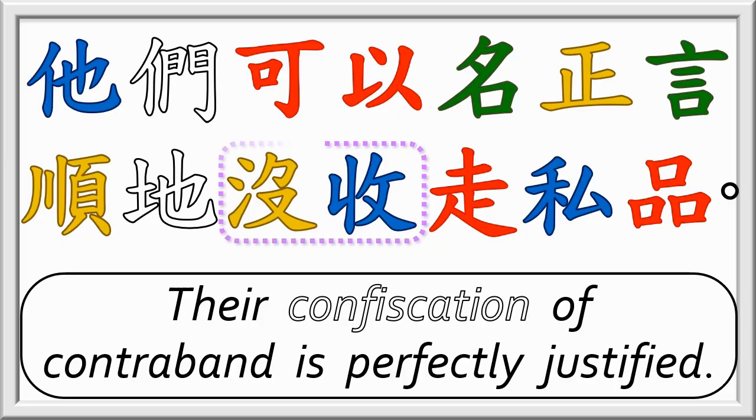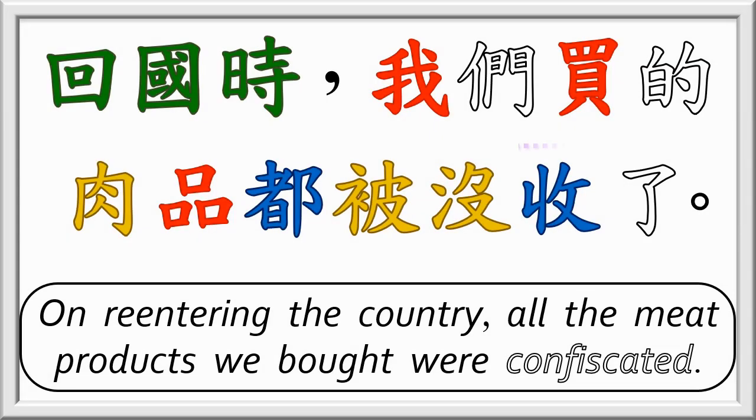他们可以名正言顺地没收走私品 Their confiscation of contraband is perfectly justifiable. 回国时，我们买的肉品都被没收了。On re-entering the country, all the meat products we bought were confiscated.